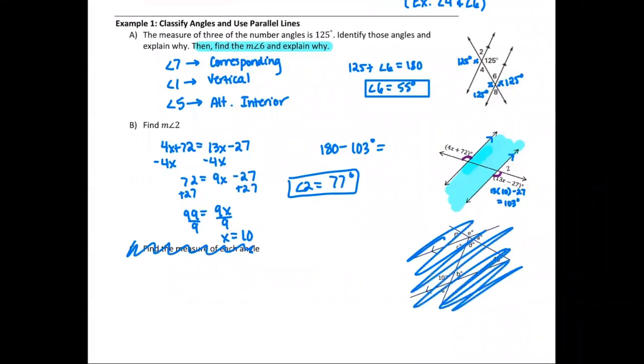Now, in our notes for today, guys, you can cross off example C. We are not going to do this one. We're going to look at a problem like this a little bit later in the year.